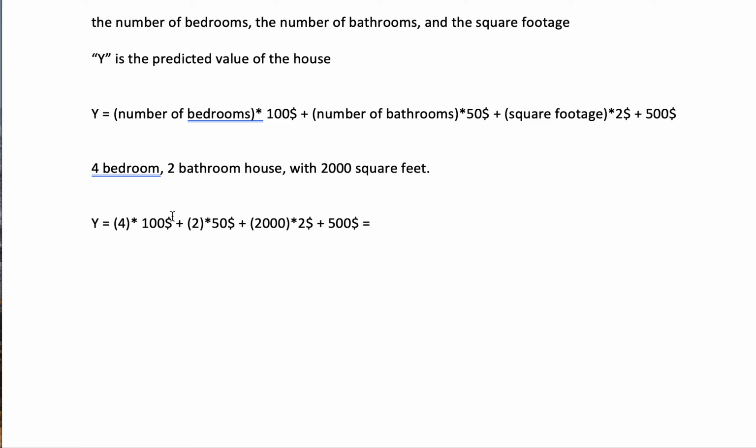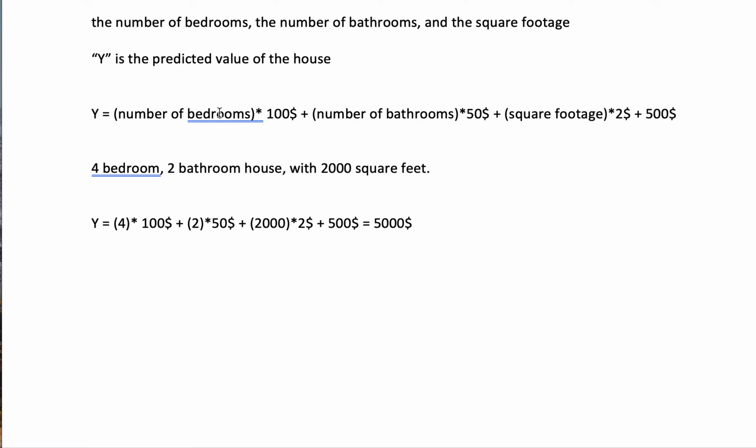And what does this all equal? 4 times 100 is 400 plus 2 times 50 is 100. So that's all 500. So we have 500 here, that's 1,000. And then we have 2,000 times 2, which is 4,000. So 4,000 plus 1,000 gives us $5,000. Obviously, we're not going to buy a 4-bedroom, 2-bathroom house with $5,000, but this is what our current model predicts.